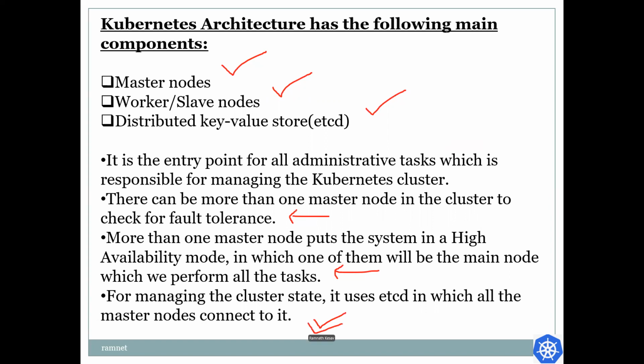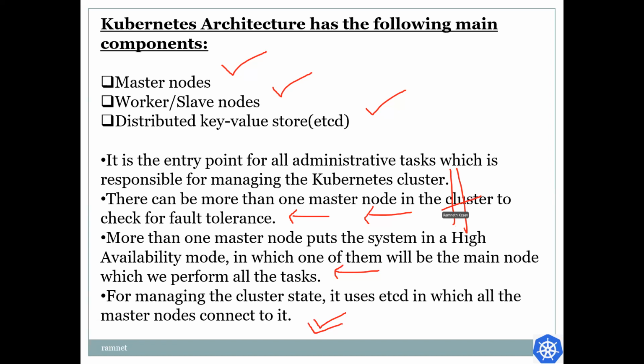When we talk about cluster state, the Kubernetes architecture has the following components: master node, worker and slave node, which we've seen already, and the distributed key value store, that is nothing but our etcd, where key values are going to be stored. The master node is an entry point for all administrative tasks, responsible for managing the Kubernetes cluster. There can be more than one master node in a cluster for fault tolerance, that is nothing but HA.